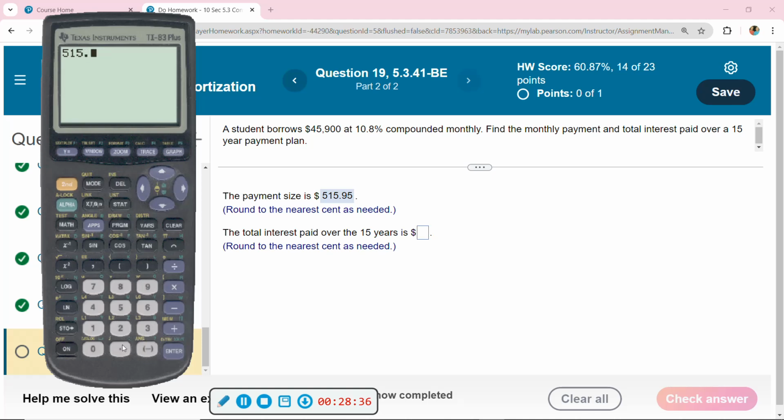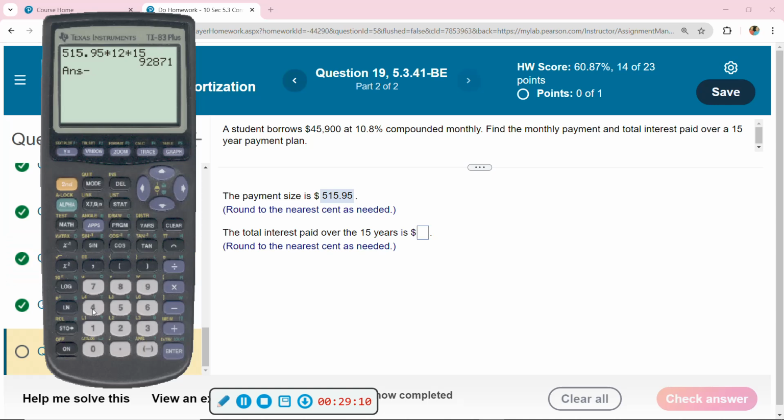$515.95, paying it per month for 15 years. I'm going times 12 times 15. If you just want to go times 180, that's how much they paid. $92,871 is how much they paid on this $45,900. So they paid a little bit more than twice the loan amount, if I'm correct.